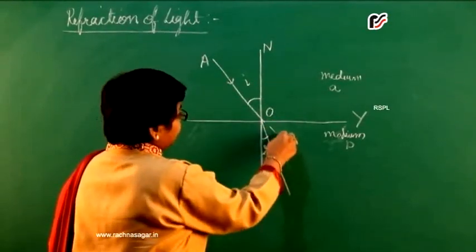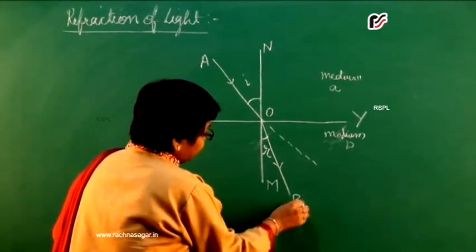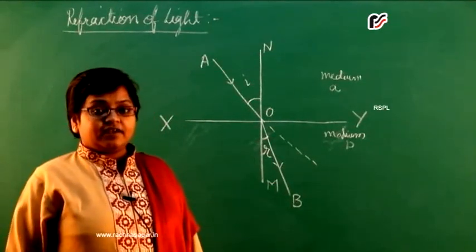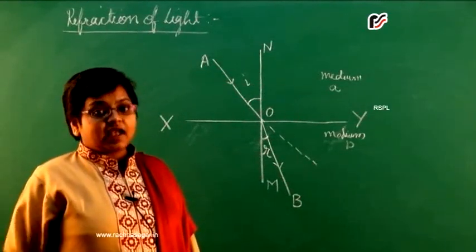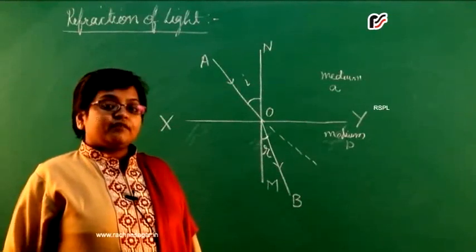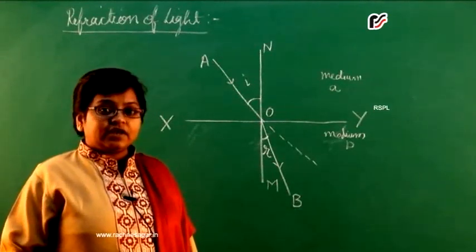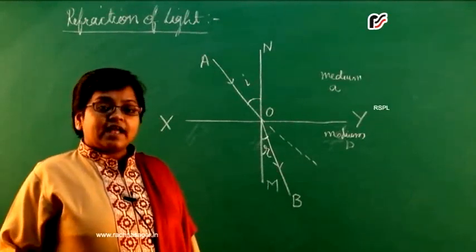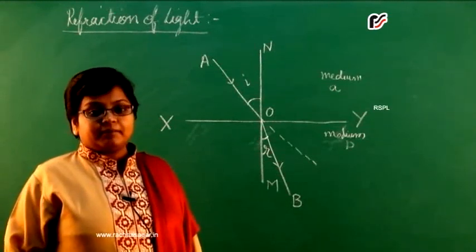The original path is like that, and OB is the refracted ray. That is, ray OB is deviated at an angle. This is due to the change in the speed of light from one medium to another. That is, refraction only takes place when there is a change in the speed of light as the ray enters from one medium to another medium.